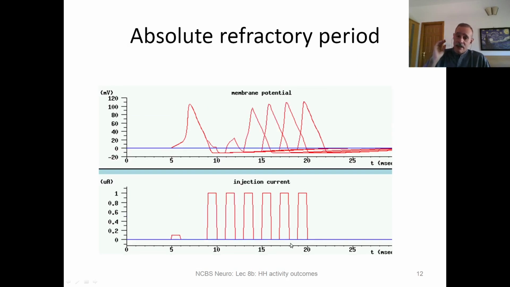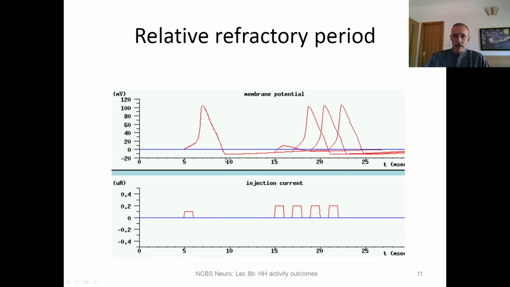But at some point, you're going to get to this state where even if you give an absolutely monstrous second pulse, which you can see here, you were able to get the last four, but if you get any closer to the first pulse, it doesn't make it. It doesn't have enough feedback for the channel to give an action potential.